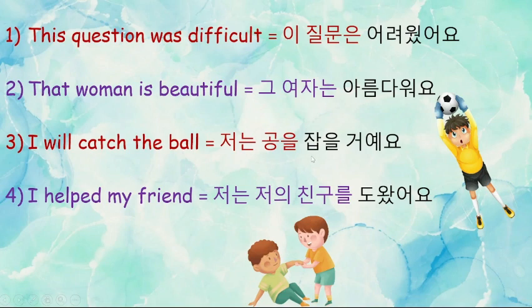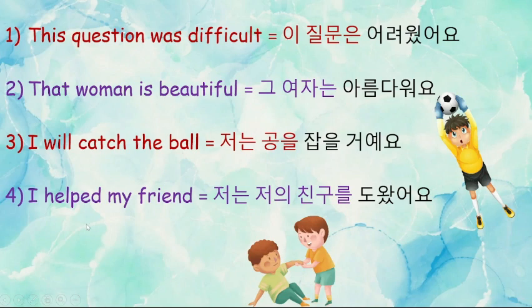Okay, next is I will catch the ball. 저는 공을 잡을 거예요. Here I is 저는, ball is 공, and to catch is 잡다. But it does not follow the ㅂ irregular rule. इसका रेगुलर कॉन्जुगेशन ही होता है, तो ㅂ रिमूव नहीं होगा, रेगुलरली कॉन्जुगेशन होगा. फ्यूचर टेंस में 잡을 거예요.